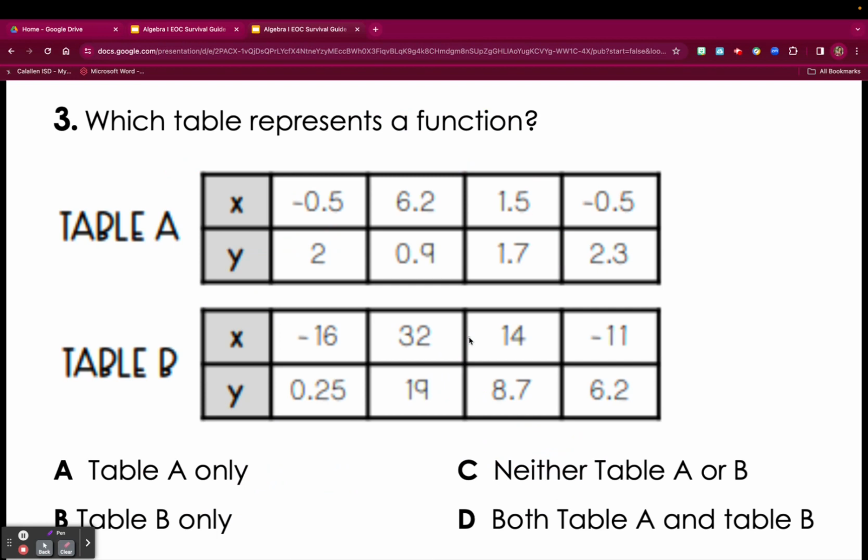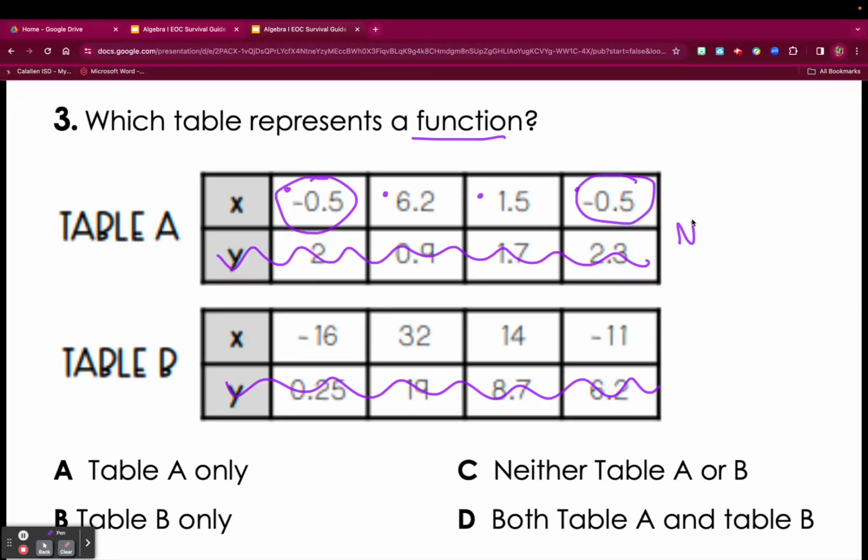Moving on to 3, it says which table represents a function. So again, anytime I'm looking at a table to determine if it is a function, I go ahead and I cross out my y values. They're not important because I'm only checking to see if my x values repeat. So for table A, if I look at my x's, we have negative 0.5, 6.2, 1.5, and negative 0.5. I notice that negative 0.5 repeats, so table A is not a function.